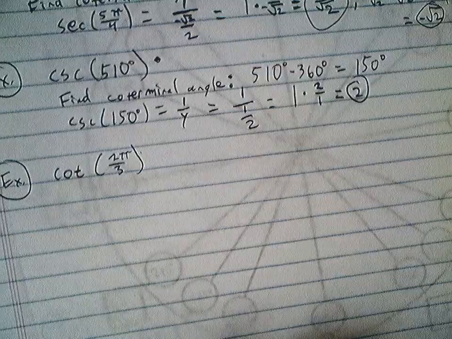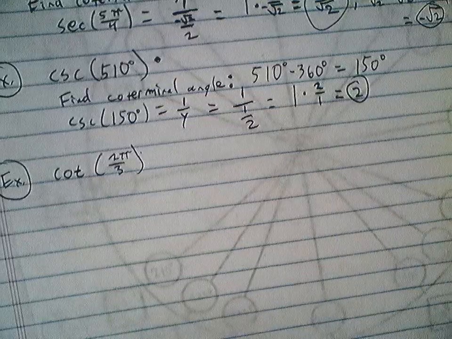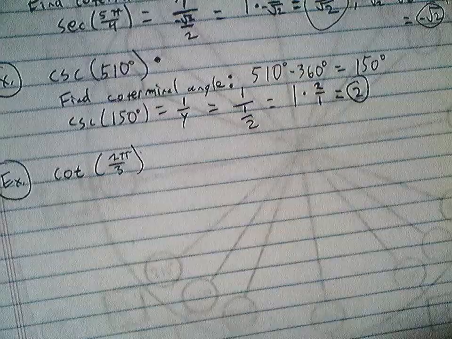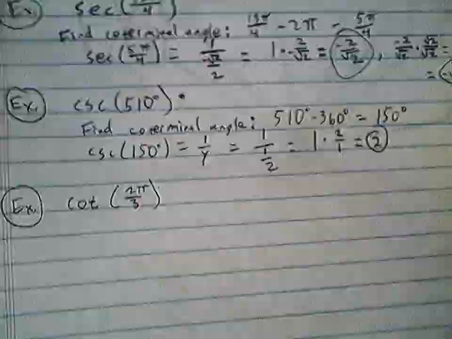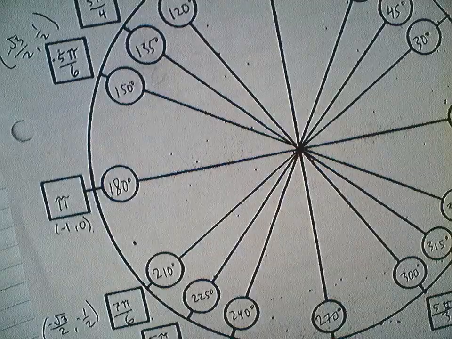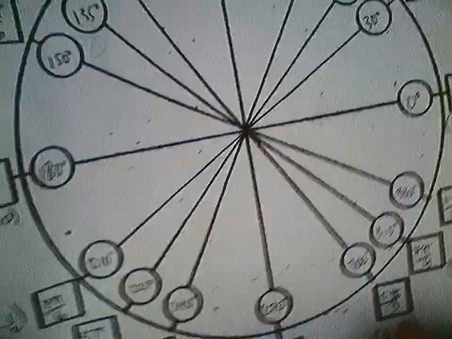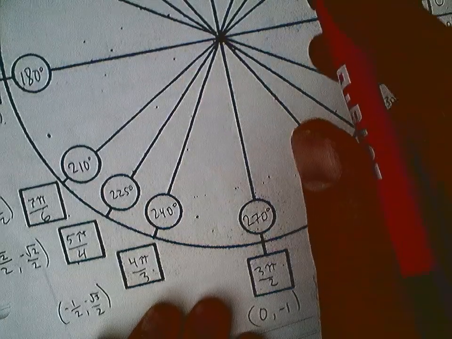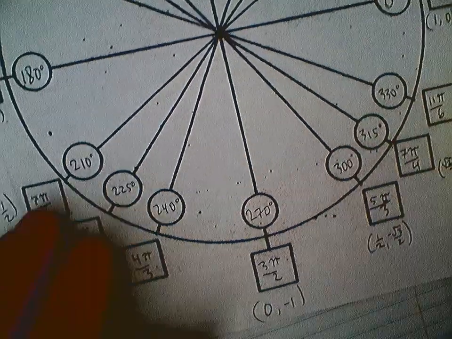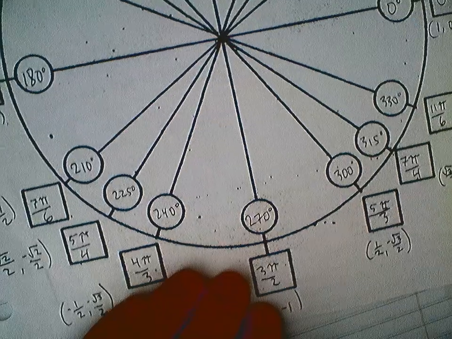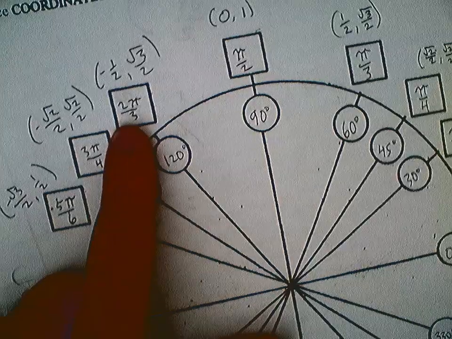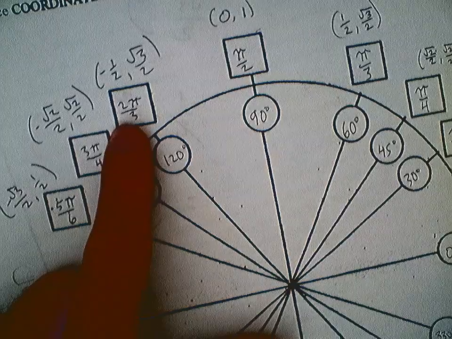Alright, moving on to the last one here. We're going to do a cotangent one as well, just for the sake of completion. So cotangent of 2 pi over 3. This one is in fact on the unit circle. So let's find 2 pi over 3. Aha, second quadrant up here in the top left. So 2 pi over 3.